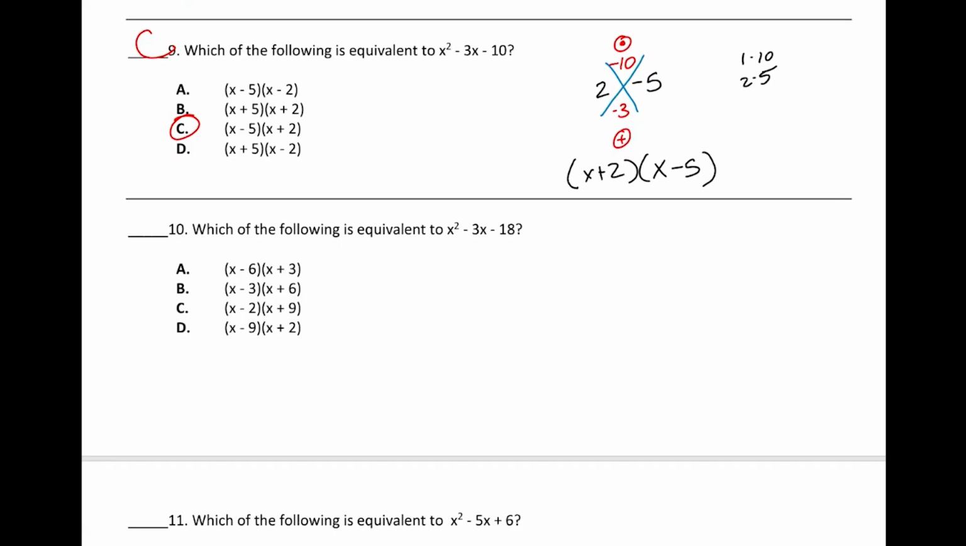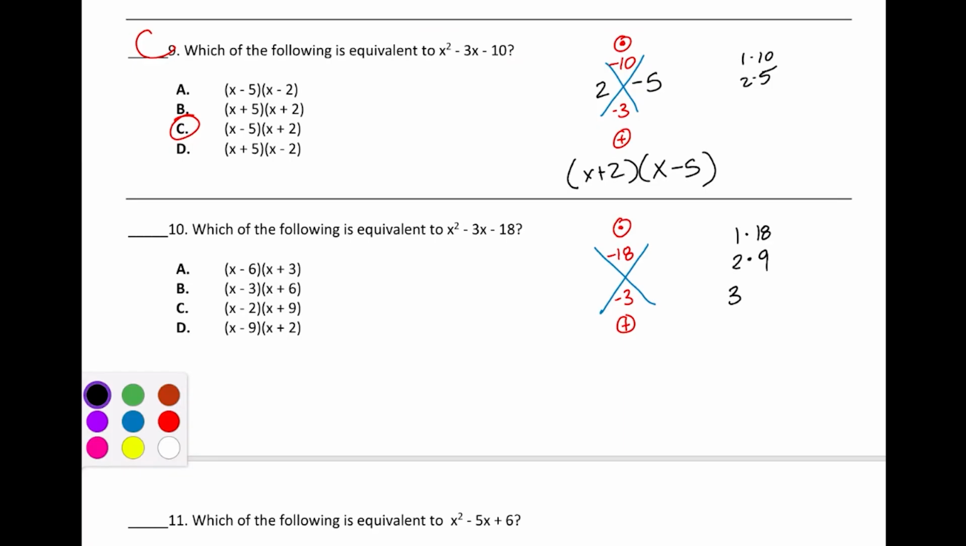Number 10, which of the following is equivalent to x squared minus 3x minus 18? We'll be working this out exactly the same way. Really no surprises here. Looking for two numbers that multiply to give me negative 18, but add up to negative 3. We have the same situation where the product is negative and the sum is negative.